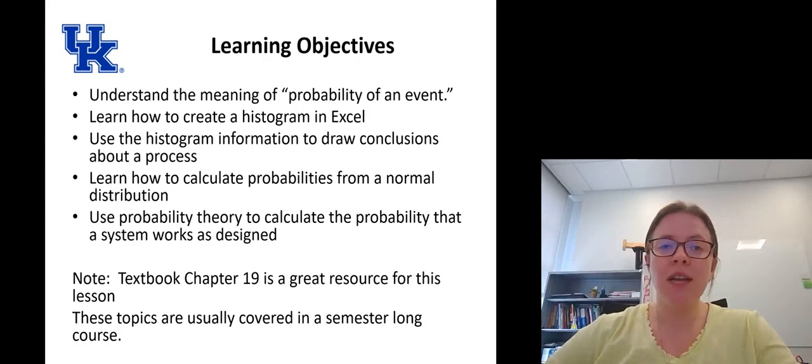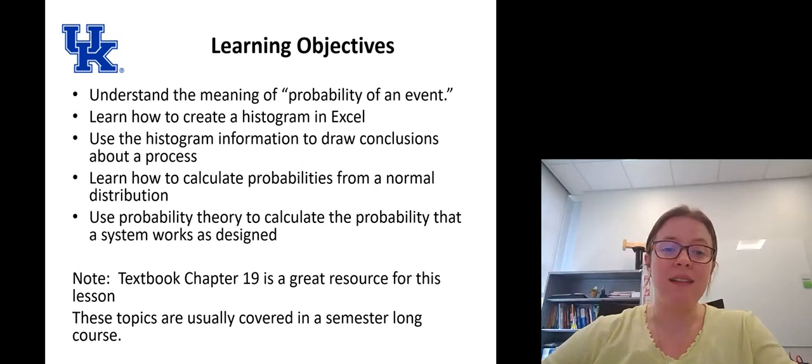There are various learning objectives that we hope to achieve with this lecture and the associated activities. The first is to understand the meaning of probability of an event. We will learn how to create a histogram in Excel. We will use the histogram information to draw conclusions about a process, learn how to calculate probabilities from a normal distribution, and use probability theory to calculate the probability that a system works as designed.